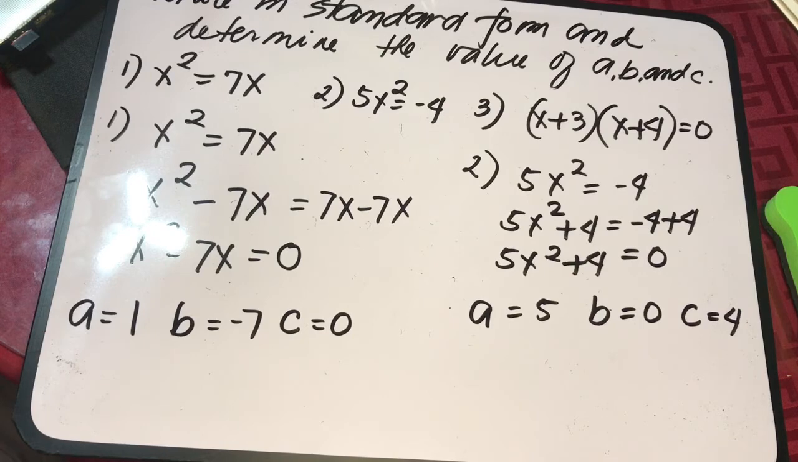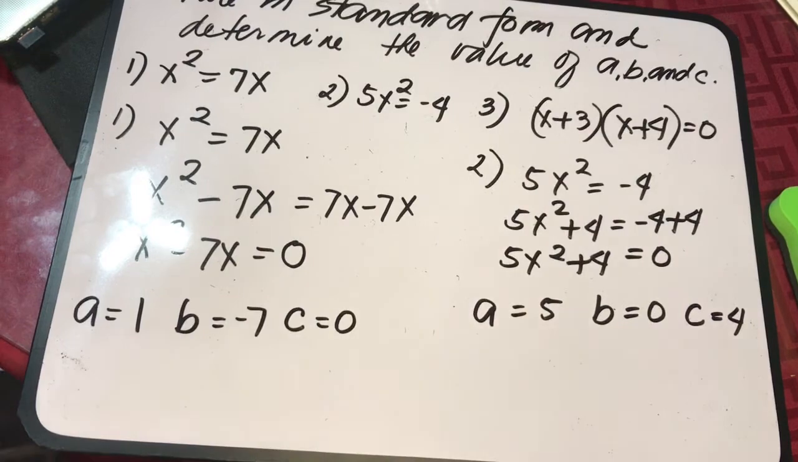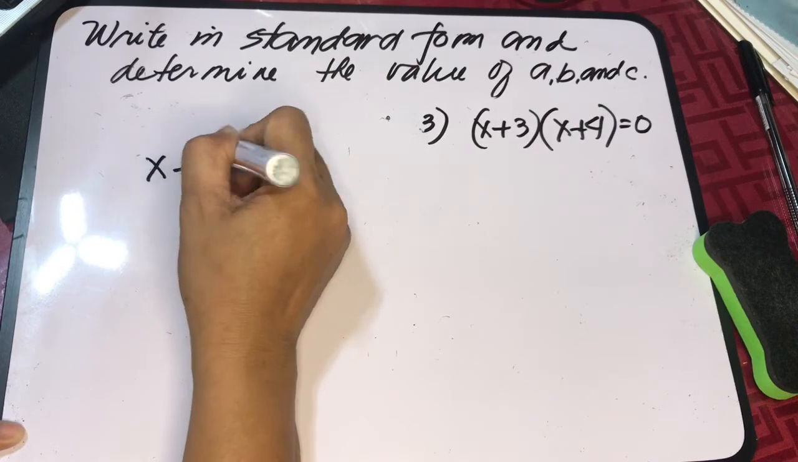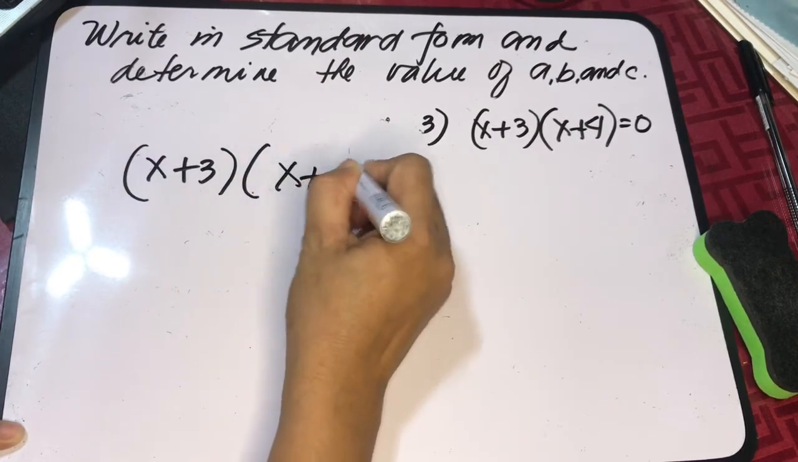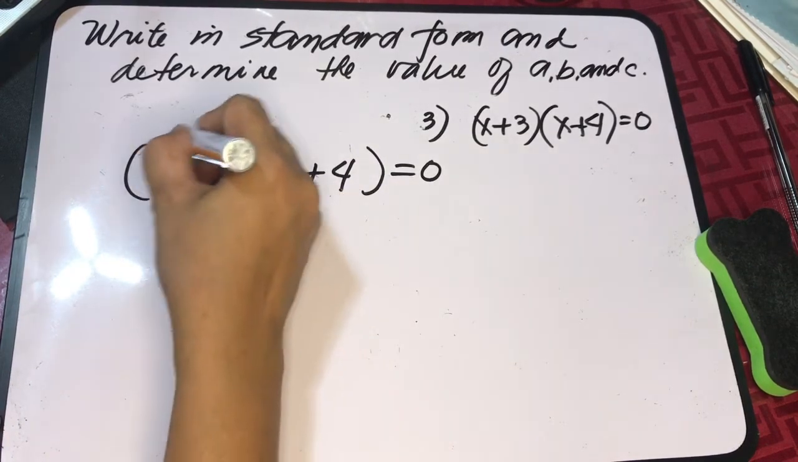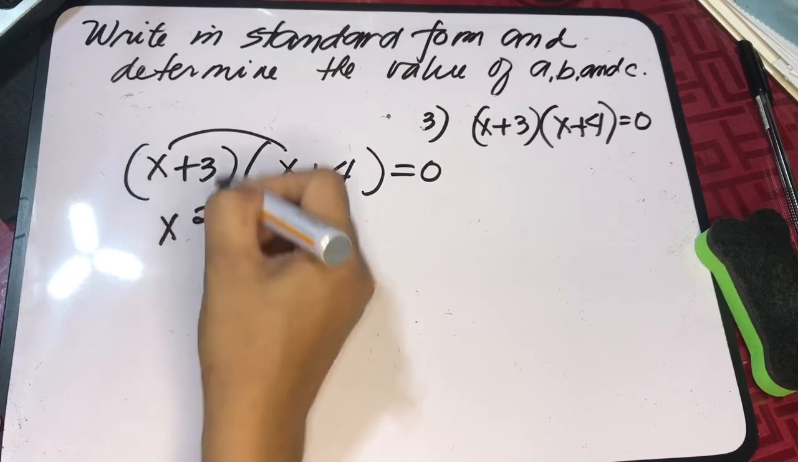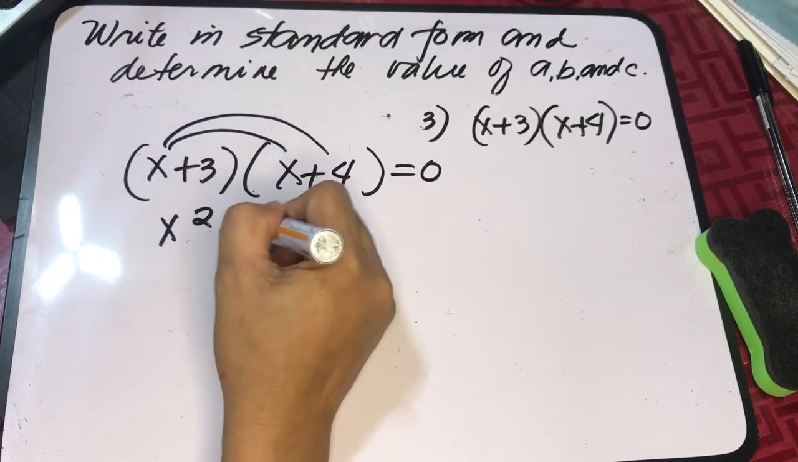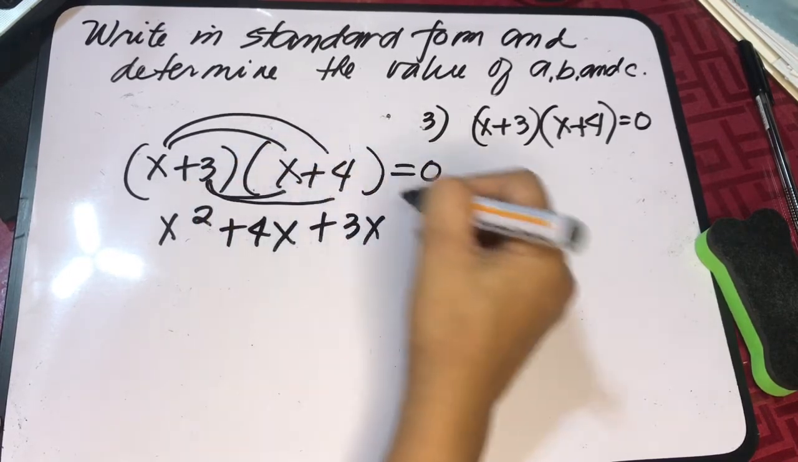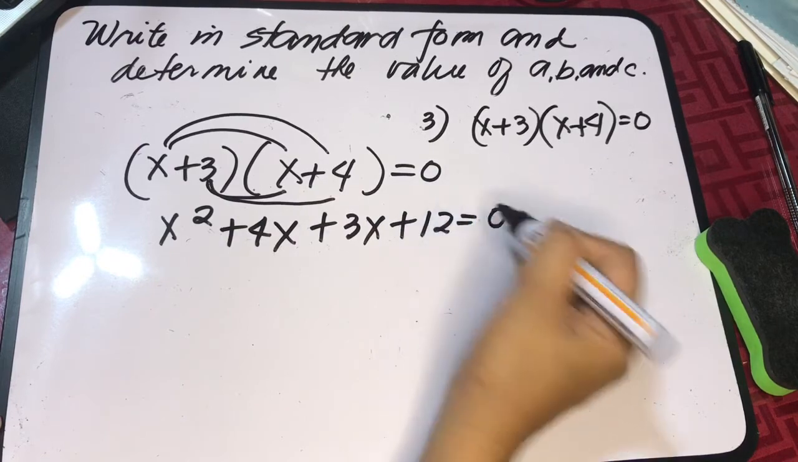What about number 3? So in number 3, again, you're going to expand. So you have (x plus 3) times (x plus 4) is equal to 0. Again, using the FOIL method, we have x times x, x squared, x times 4, we have 4x, 3 times x, we have 3x, and 3 times 4 equals 12. This is equal to 0.